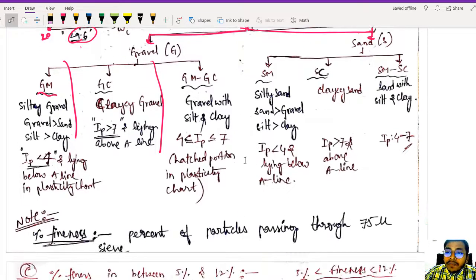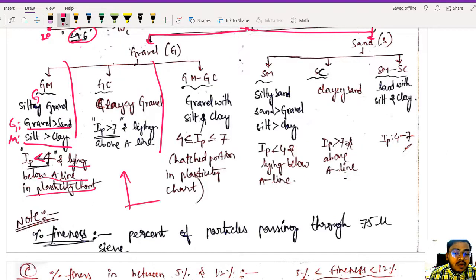No issues. See, so how to classify it as silt? Very simple. If your gravel is more than sand, first our G value has come. So if gravel is more than sand, G has come. If our silt content is more than clay, M has come. M represents silt. So how to know whether silt is greater than clay? Very simple. If your IP value is less than 4 or it is lying below the A line in the plasticity chart. The plasticity chart is the same one, the A line one. So if it is lying below the A line, we will be calling it silt. As simple as that, right?